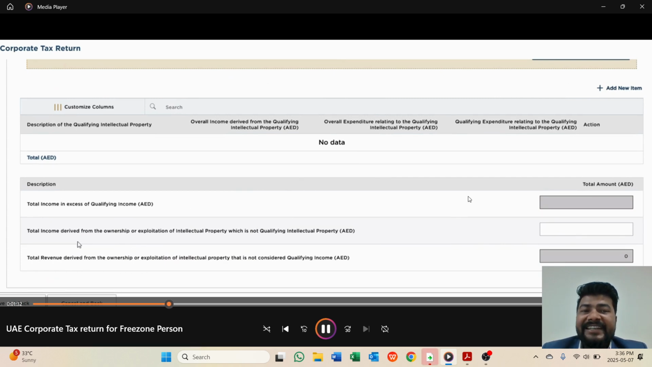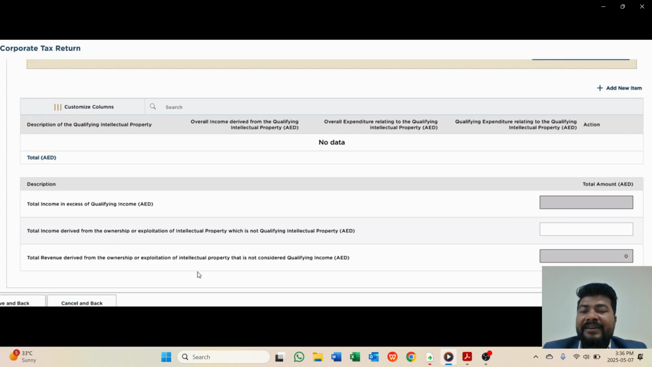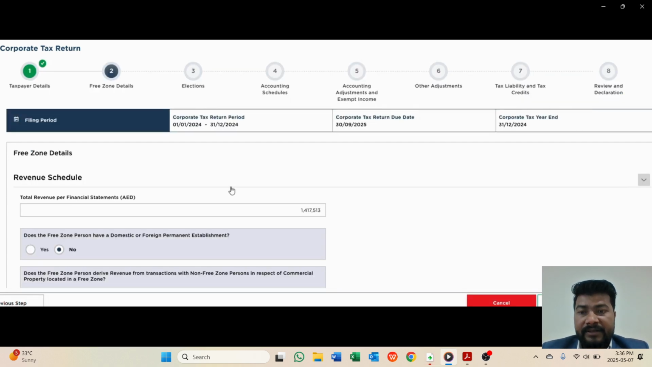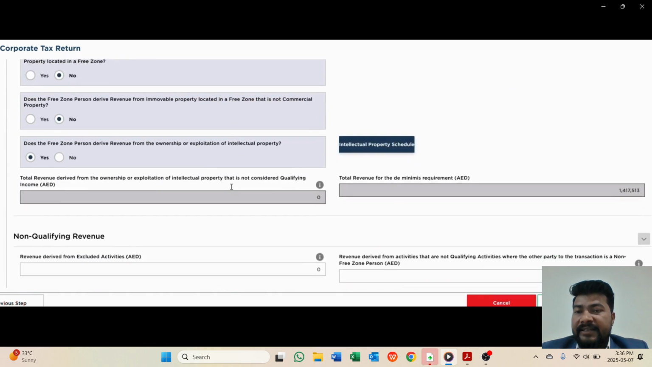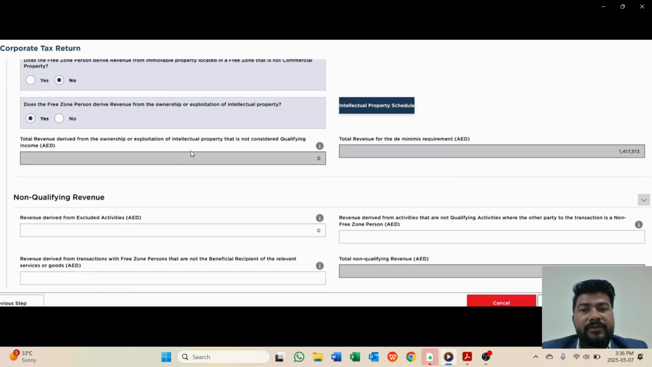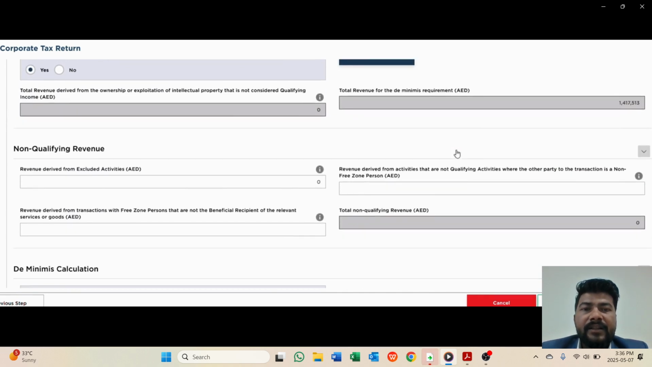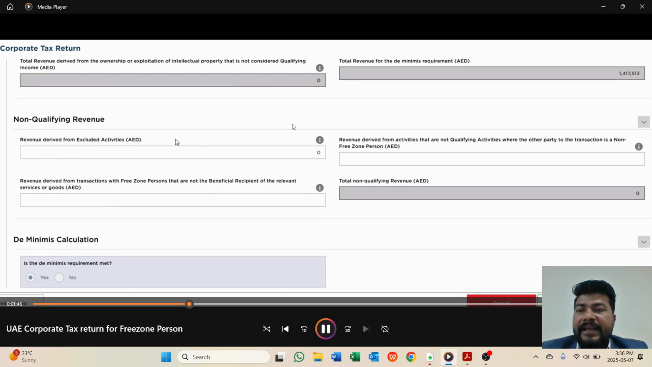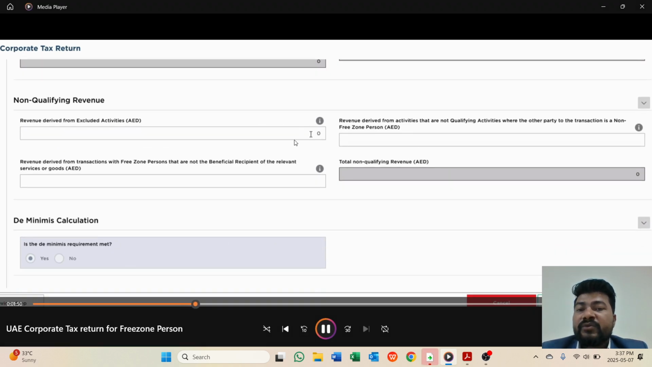You need to put the detail of every income or every expenditure related to that qualifying intellectual property. If not, then you can select simply no and move forward. Now after that, we'll calculate excluded activities. How much is the revenue derived from excluded activities? And again, transaction with non-free zone person, qualifying.